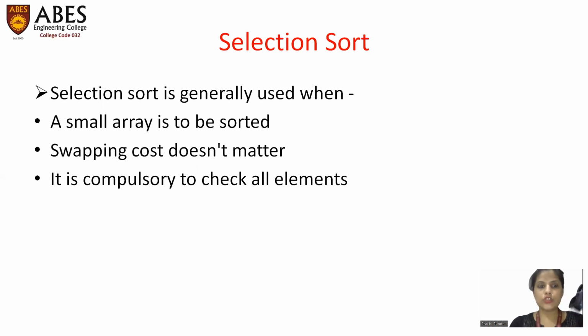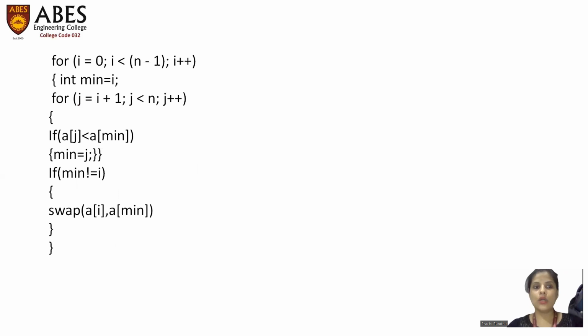So selection sort is generally used when swapping cost doesn't matter, and it is compulsory to check all elements. In selection sort, what we do is almost similar to insertion sort. The basic difference is that i starts from 0, right? And we assume that the minimum is at i. Now the j loop starts from i plus 1, and the comparison starts.